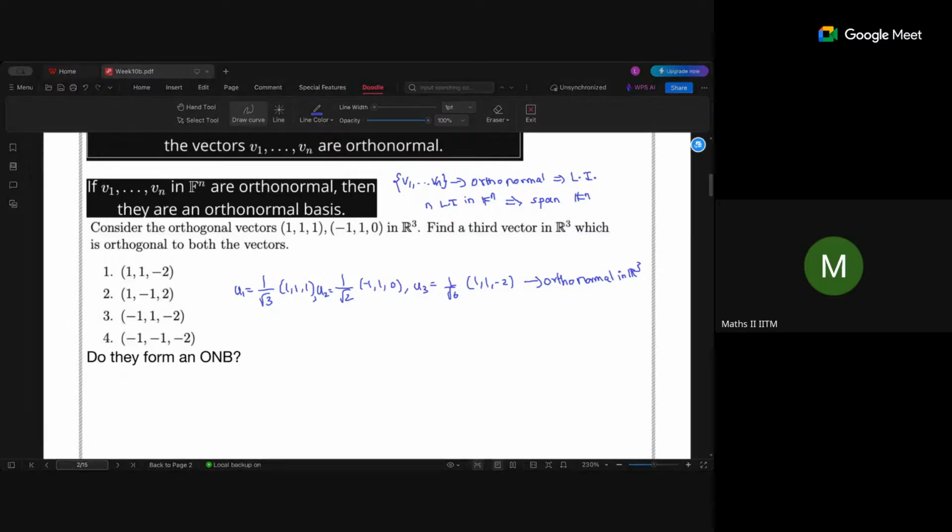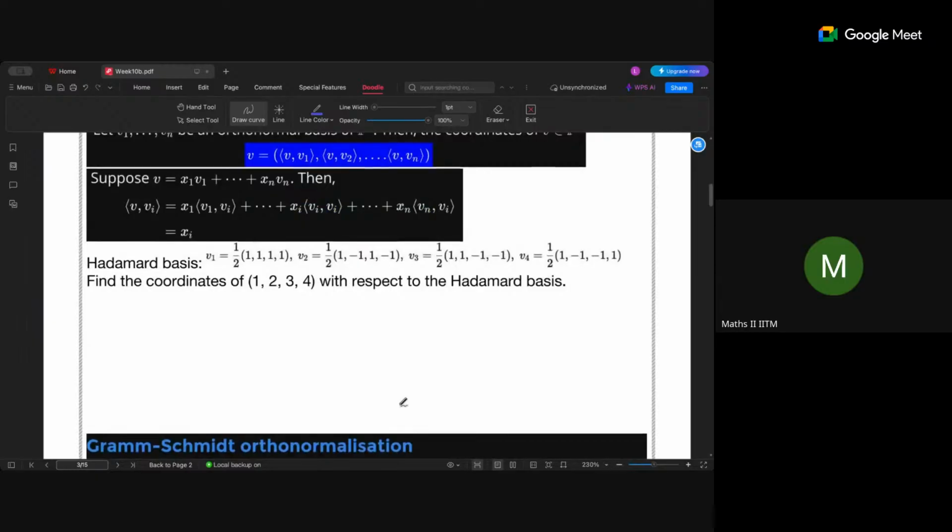Yes or no? Yes, ma'am. Yes, right? So this forms an orthonormal basis. Right? So the answer is yes. So they form an orthonormal basis. Good.